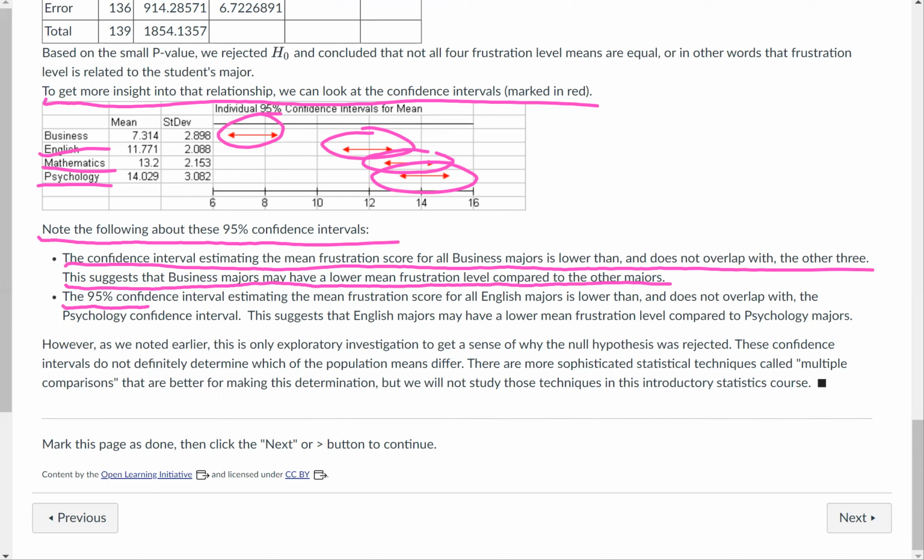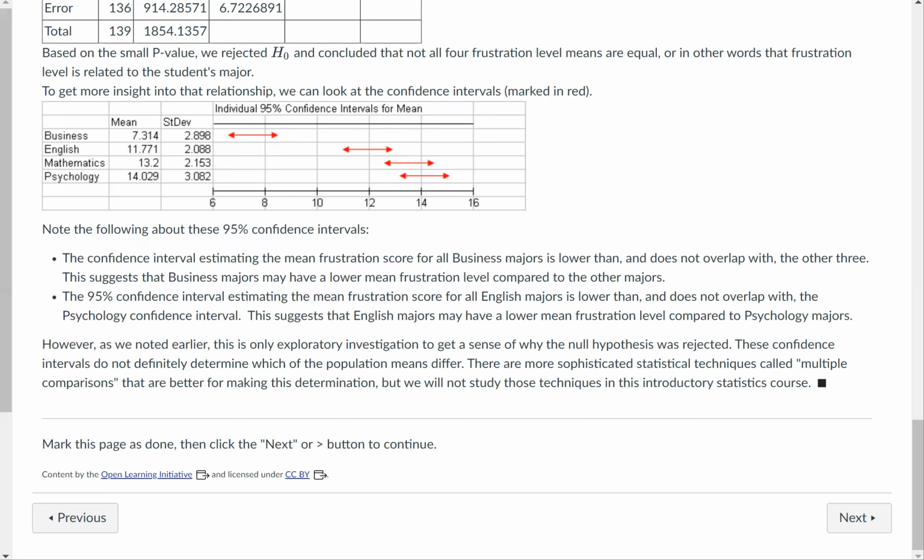Secondly, the 95% confidence interval estimating the mean frustration scores for all English majors is lower than and does not overlap with the psychology confidence interval, the second and the last ones. So it looks like the math, let's see, I'm going to erase this so we can see, the math confidence interval kind of overlapped with the English one and the psychology one. But if you just look at the English one and the psychology one, they don't overlap on the x-axis. This is the end of one and the beginning of the other.